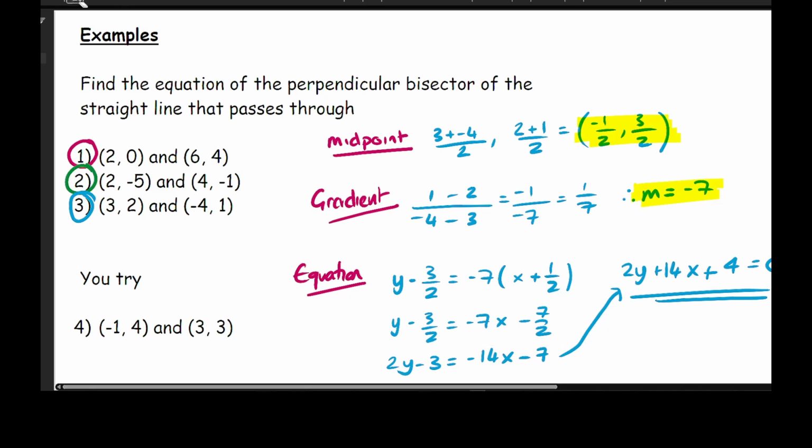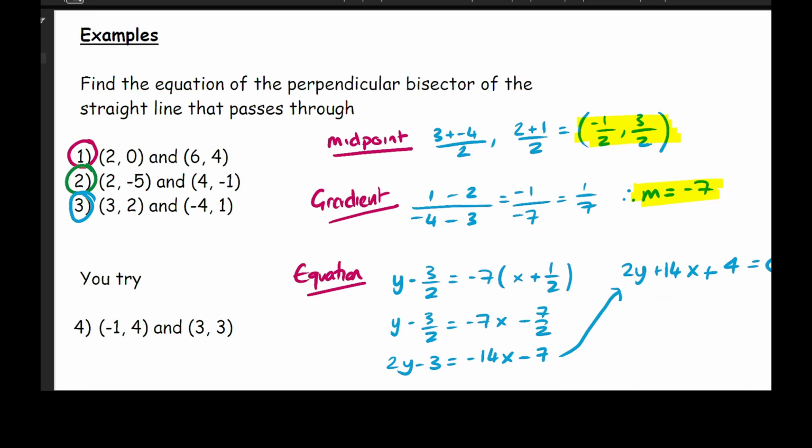And I've just noticed that we can then divide everything by 2, in which we get y plus 7x plus 2 equals 0. And then if you want to write it in terms of y, we get y equals minus 7x minus 2.